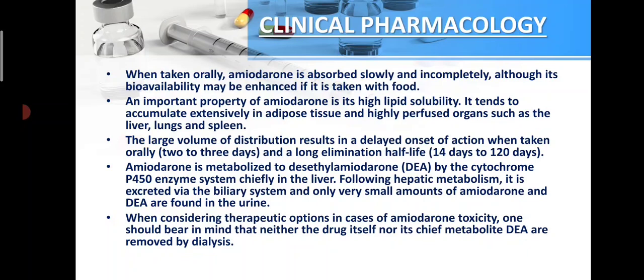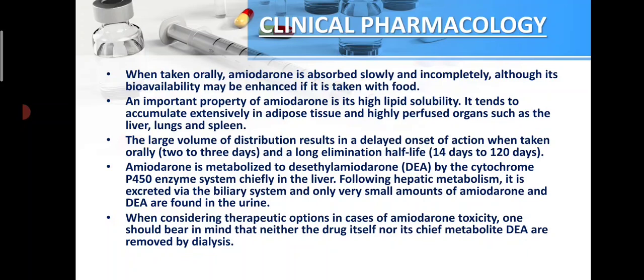An important property of amiodarone is that it is highly lipid soluble. It tends to accumulate extensively in adipose tissue and highly perfused organs such as liver, lungs, and spleen. The large volume of distribution results in a delayed onset of action when taken orally and a long elimination half-life, 14 days to 120 days.